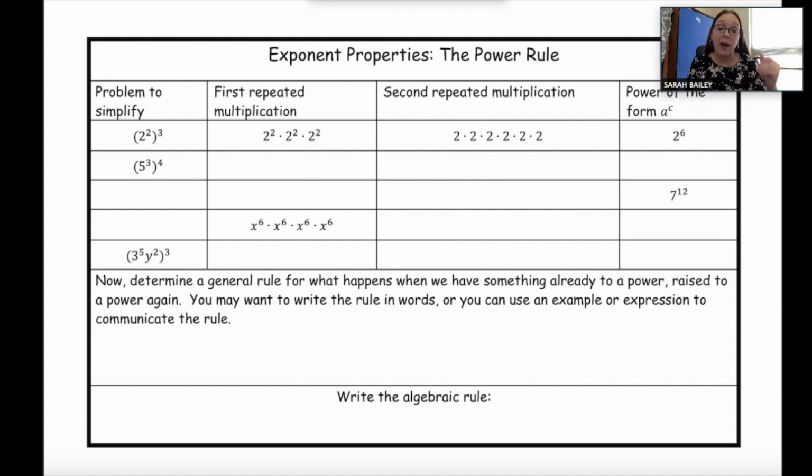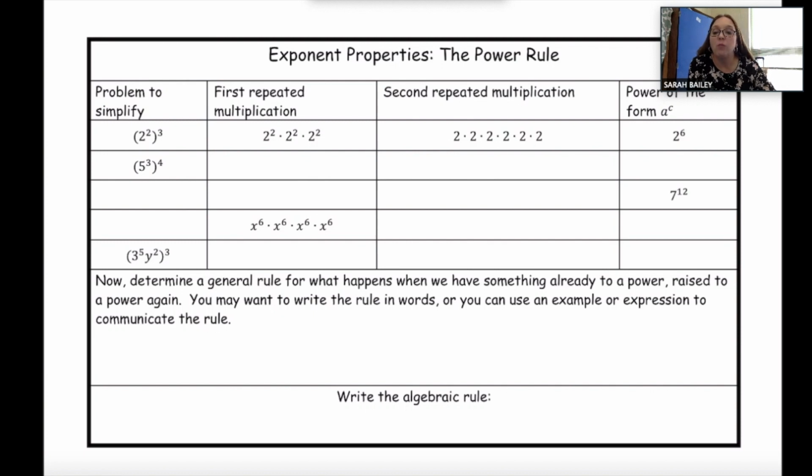Now, the power rule is when you have an exponential expression that is also carried to an additional power. Some of the people might refer to this as the power to a power rule. Okay, that is a correct way to say this as well.